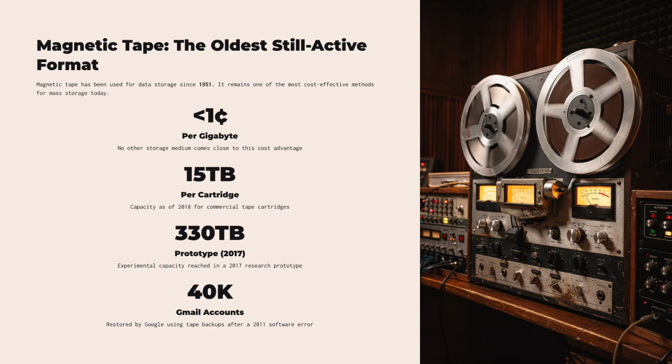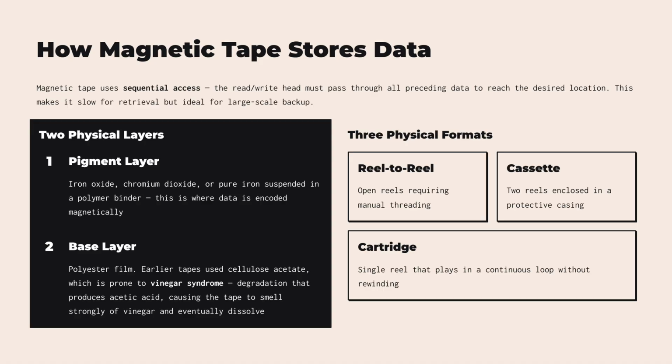This is why major institutions, including Google, use magnetic tape for mass backup. In 2011, when a Google software update accidentally deleted saved emails for 40,000 Gmail accounts, Google used tape backups to restore the lost data. That is a real-world reminder that tape is not an archaic curiosity. It is the backbone of large-scale digital preservation.